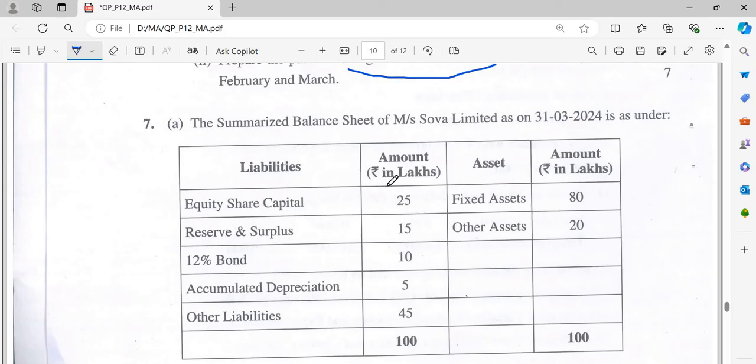So my total capital, that is 25 plus 50, 40 plus 10. So 50 is my total capital. So total capital employed is 50. So this way you can calculate, or assets minus liabilities you can calculate. So my asset is 100, minus my liabilities, that is 45, minus accumulated depreciation 50. So either way you can calculate. So capital employed is 50 lakhs.